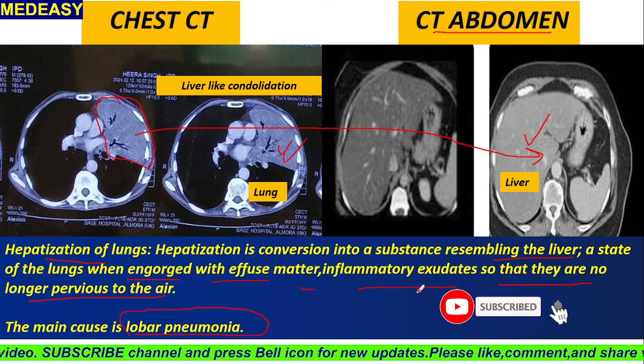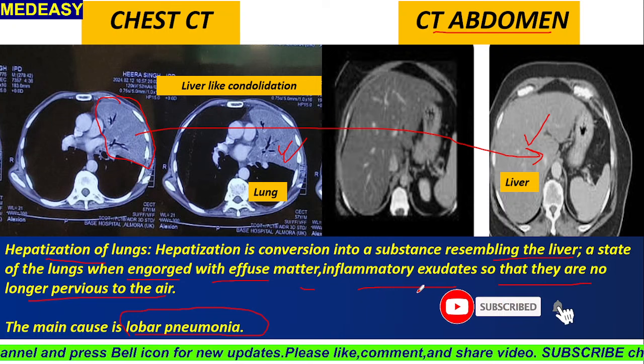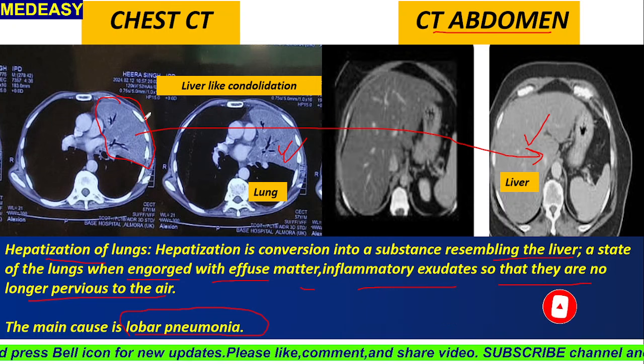Alright, and we know that in pneumonias it is also described as red hepatization, grey hepatization, and the resolution. So this is a very classical picture of a CT scan of left upper lobe consolidation that I wanted to share with all of you.